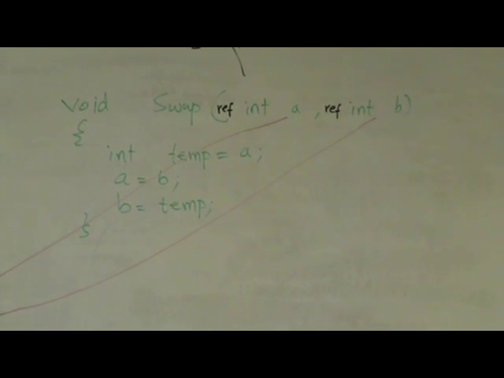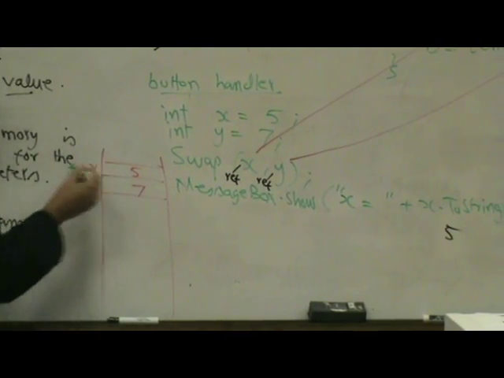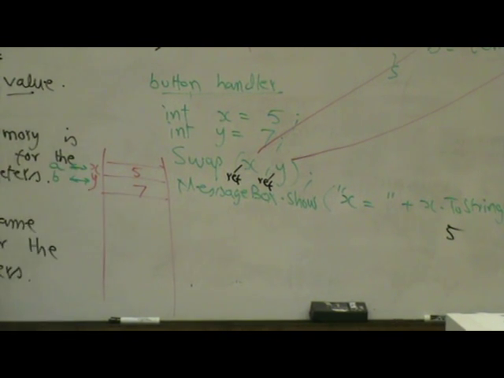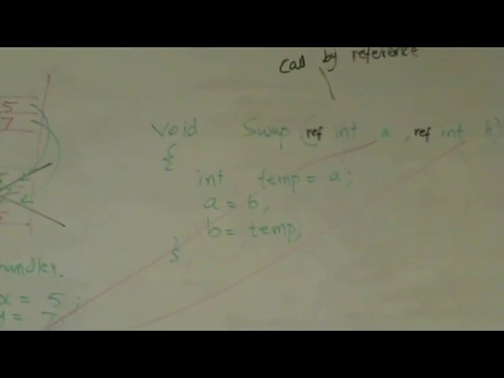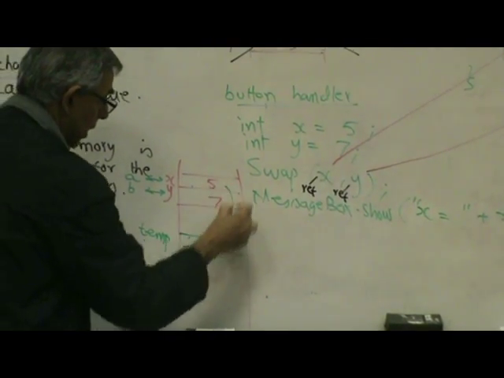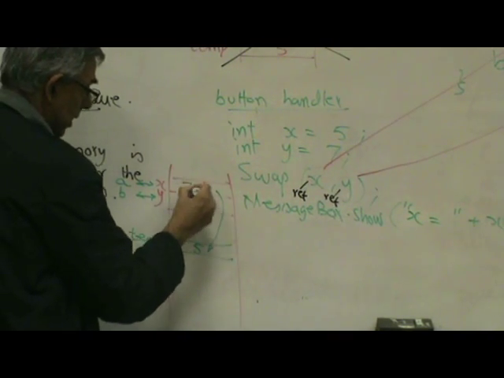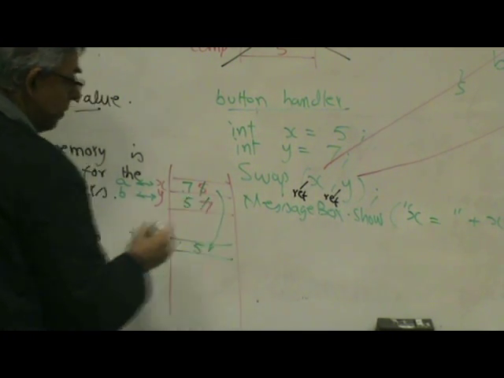However, now there's a ref keyword. And as I mentioned, in call by reference we don't create new memory for the parameters. So what the computer will do is temporarily rename X to be A, and temporarily rename Y to be B. Then it will start to execute the function. In temp equal to A, it will allocate memory for temp. Whatever is in A, it will copy over here, so this will become 5. A equal to B, so we'll change this to 7. B equal to temp, so it will change it to 5, right?